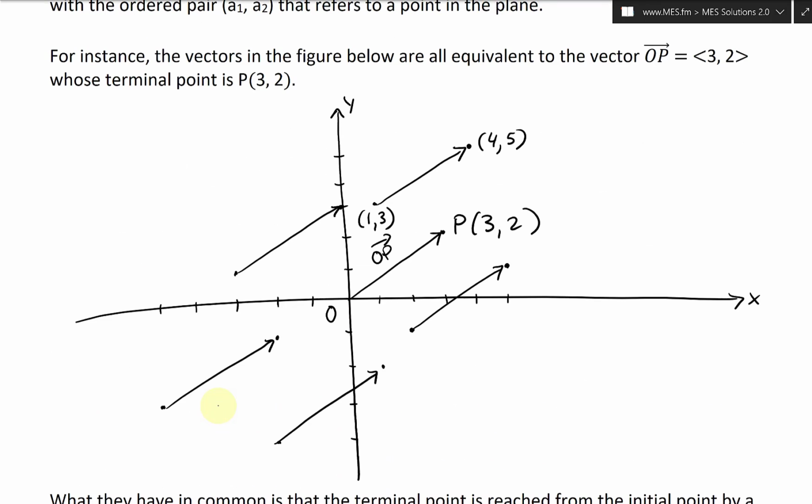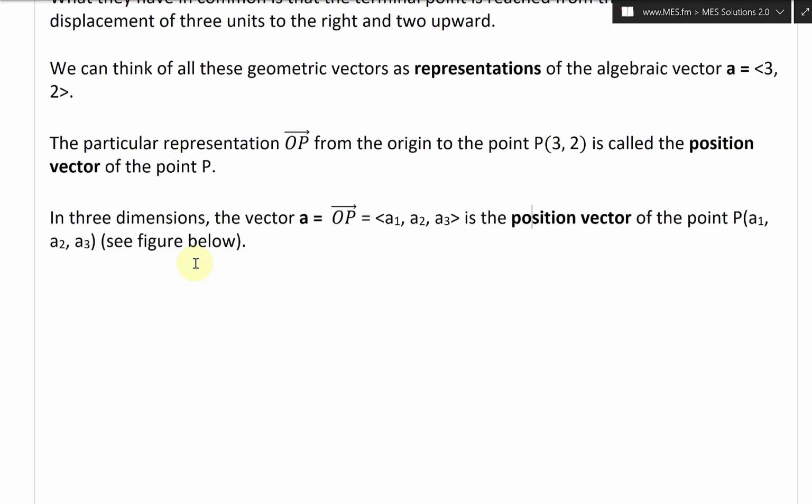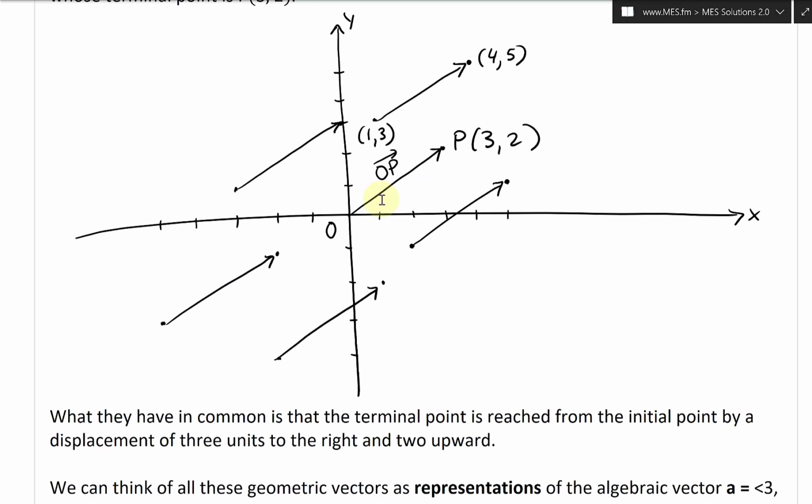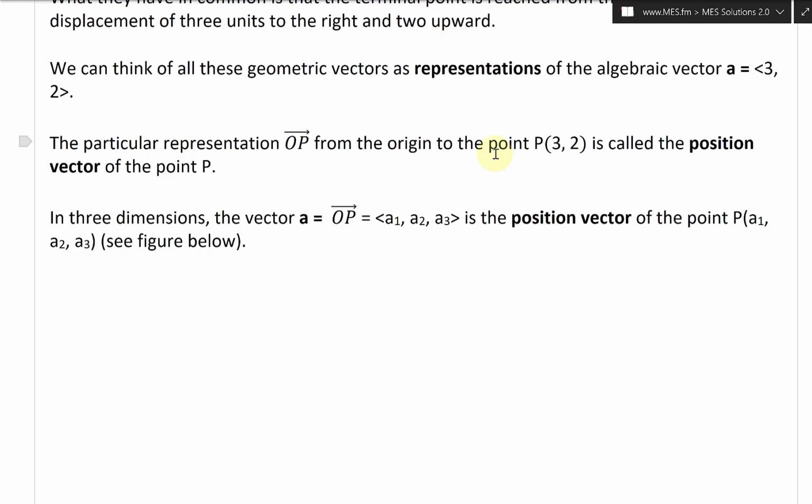P, like that. Now in 3 dimensions, the vector A, which is OP with an arrow on top, is this notation of the vector, equal to ⟨a1, a2, a3⟩, and this one right here from 0 to P is the position vector of the point P, which has coordinates a1, a2, a3, and so on. So see the figure below. This is in 2 dimensions. There's the position vector of this point right there. And again, position vector is from the origin to the point.